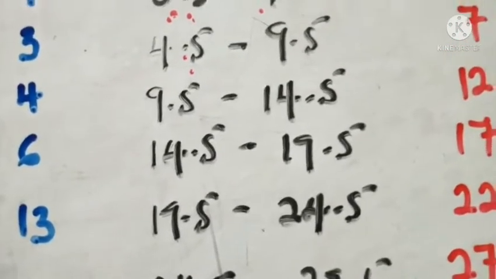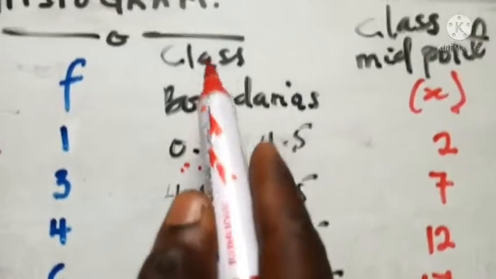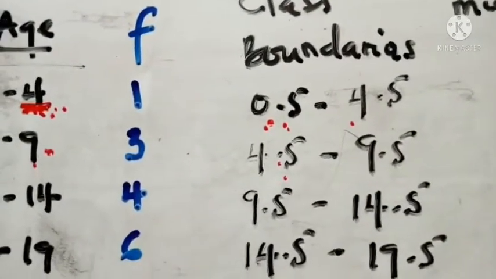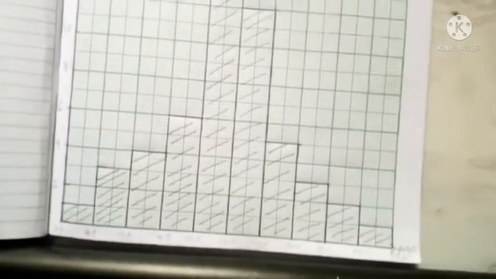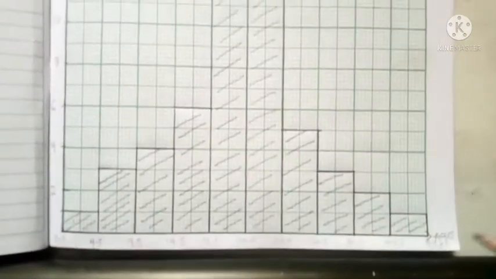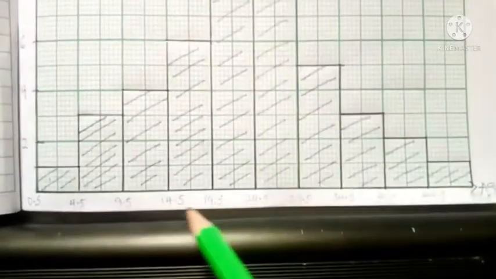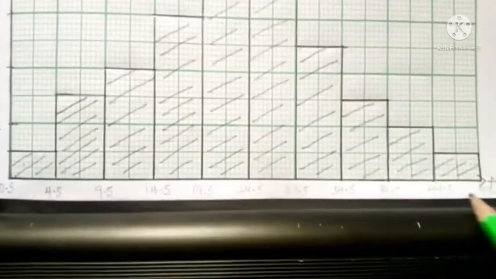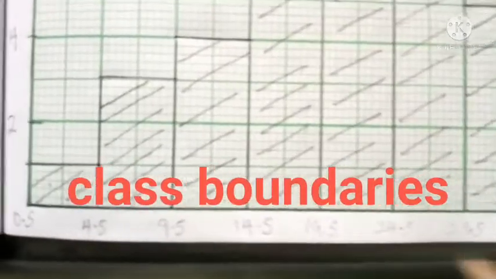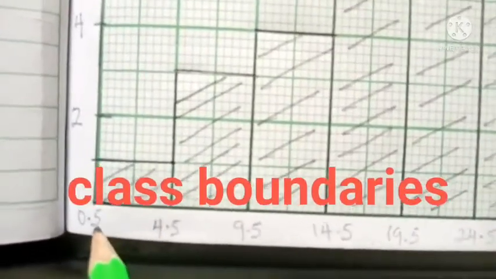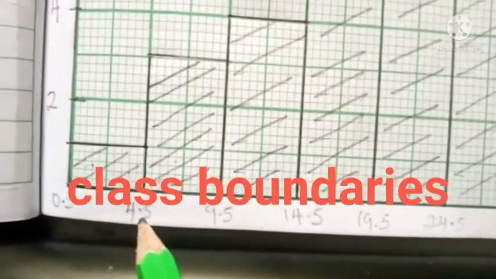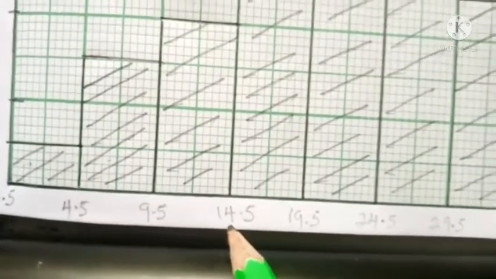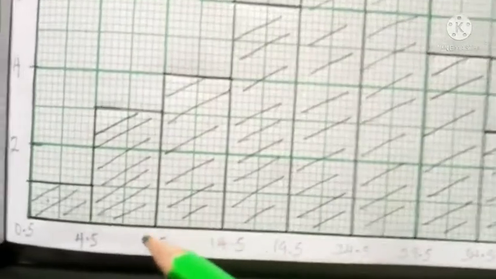So let's look at how to draw the histogram using these class boundaries and the frequency for this type of distribution. This is how you draw your histogram. How do you do that? You label it down here with the class boundaries. So these are the ages. We are starting from 0.5 to 4.5, and then from 4.5 to 9.5, and 9.5 to 14.5, and so on and so forth. They are the class boundaries.